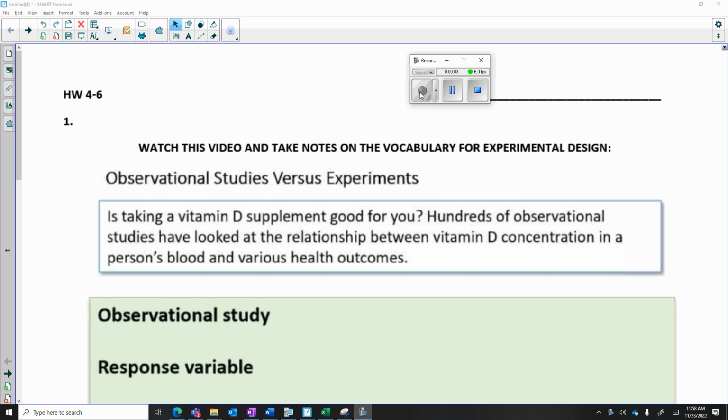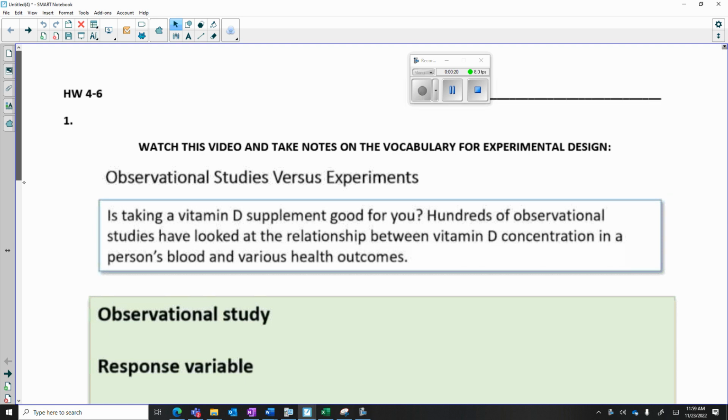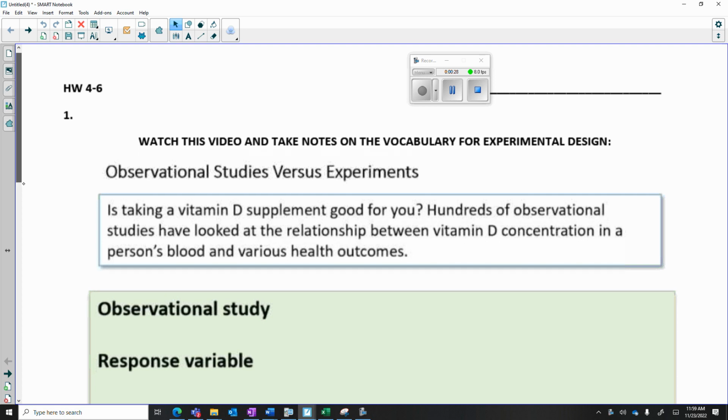All right, this is a video that's going to introduce our next topic, which is experimental design. Before we get into actually designing and explaining and doing questions about experimental design, we have to know a little bit of vocabulary that we're going to refer to. So this is all the vocabulary we need to know. This is called homework 4-6, but we're going to put this in our notebook, and it's going to be linked to your class notes, okay?